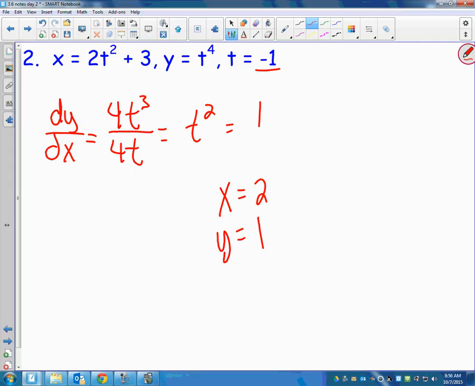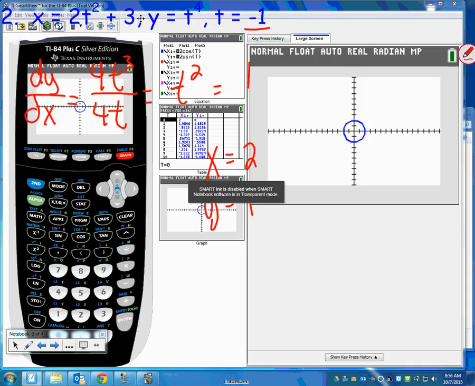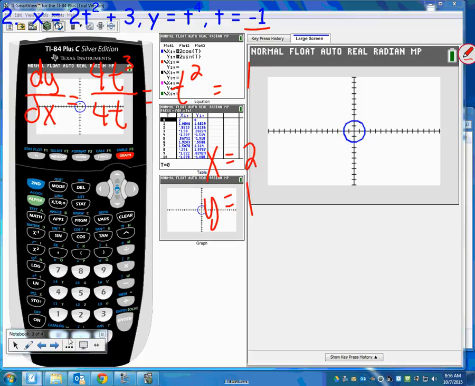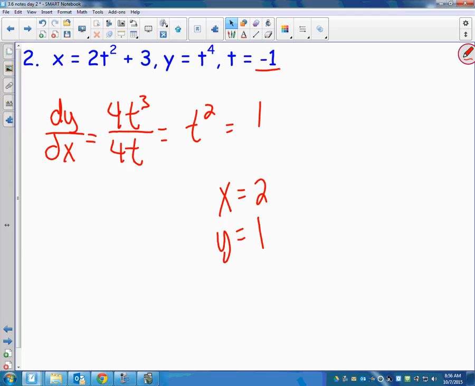What's wrong? Wait, I have x equals 5. Oh, look, I didn't add 3. I just did 2t squared. Well, that's interesting. Oh, how do I fix this? I did 2 plus 3 is 5. Sorry, I didn't look at the 3. That's one of those mistakes that makes you really mad when you realize it. So y minus 1 equals 1 times x minus 5.